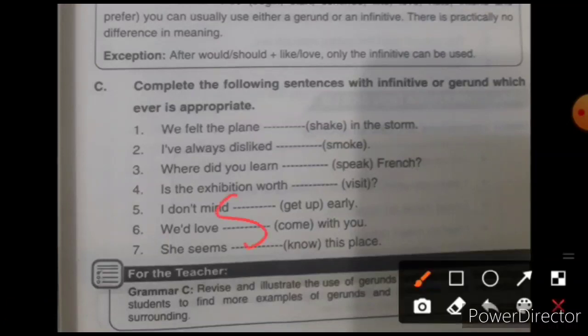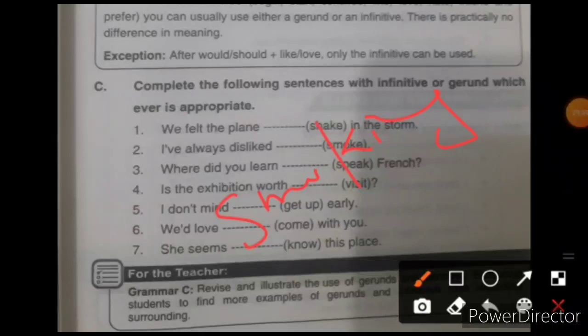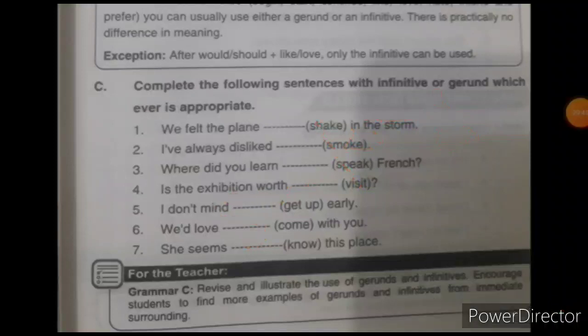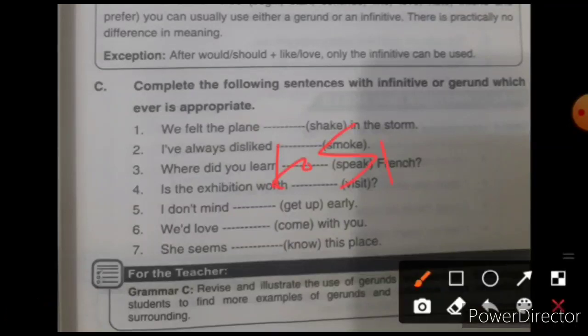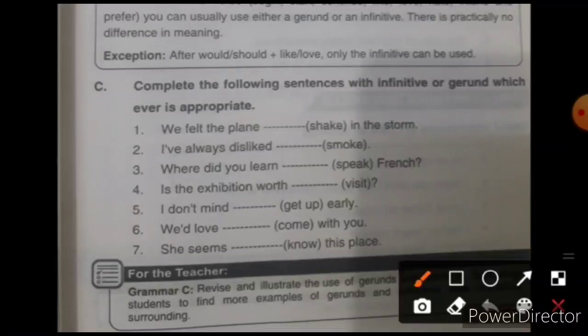Then we have the next one, and that is: where did you learn. So where did you learn, and now it is basically a WH question, and over here you're going to use the infinitive to speak. Then the next one is: the exhibition is worth the last visit, so you're going to use it as a gerund, visiting.